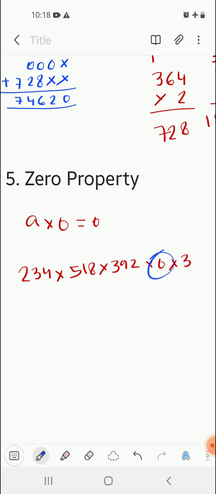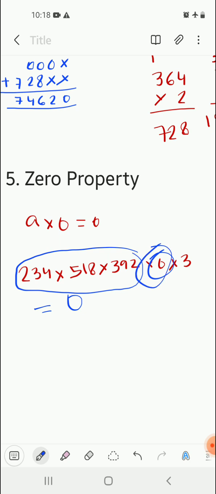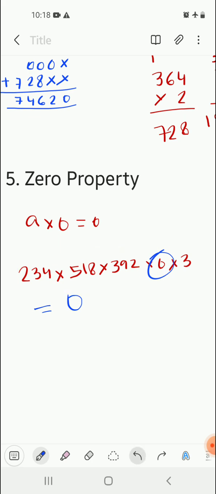So anything multiplied by 0, wherever you find it in the expression, if it's multiplied by 0, then my answer is nothing but 0. We do not have to calculate the number, because whatever we get by multiplying this, after this, if we multiply the same with 0, the answer becomes 0, and then again 0 into 3, the answer becomes 0. So the zero property states that if you multiply any number with 0, my answer will be 0.